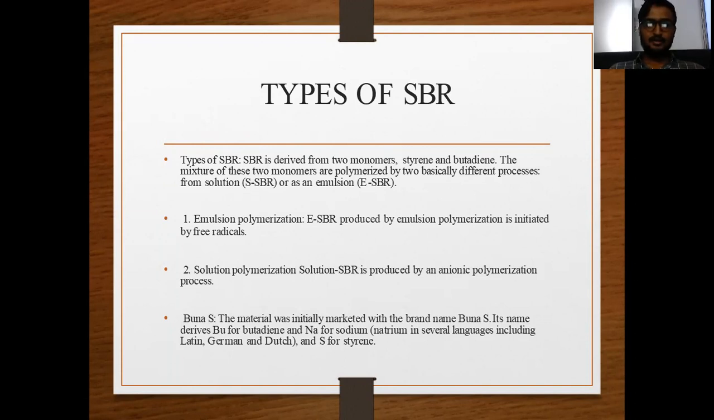The material was initially marketed with the brand name Buna. Its name is derived from Bu for butadiene and Na for sodium, the Latin natrium, which is used in several languages including German and Dutch, and S is for styrene. Connecting those letters gives the name Buna S. Bu is butadiene, Na is sodium, S is styrene.